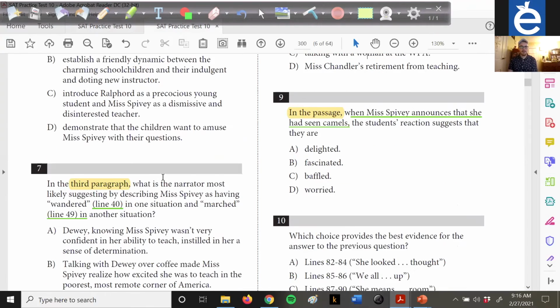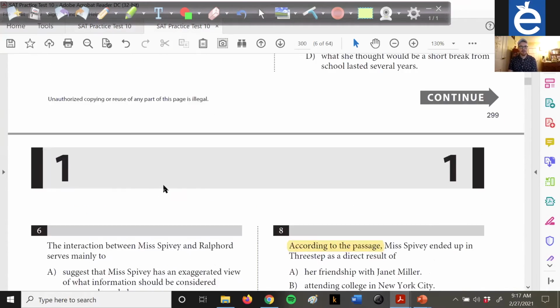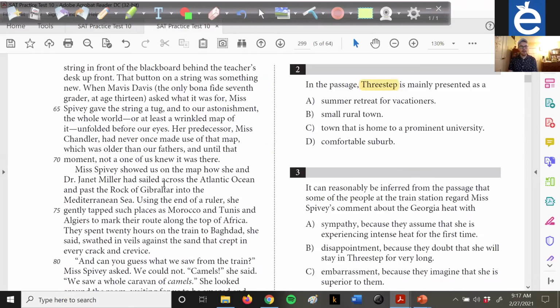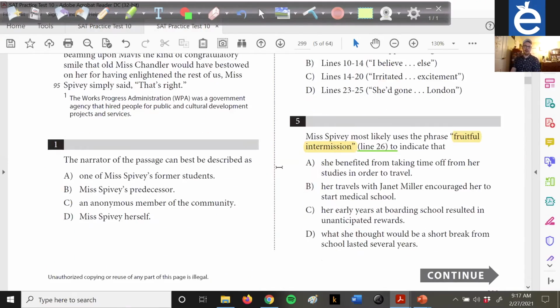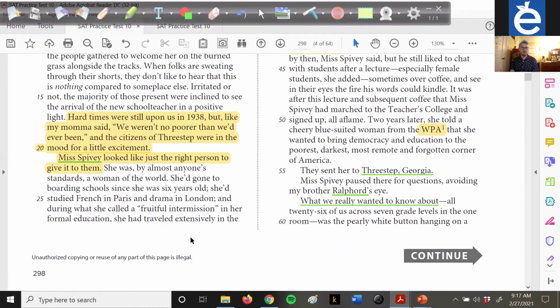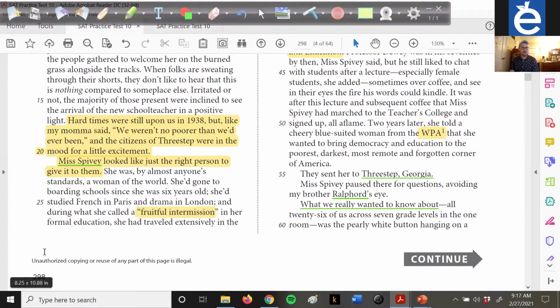But let's start at the beginning. Now, we don't seem to have, again, where we would usually start is the vocab in context. Now, we don't have any outright vocab in context, so let's start with the next best thing. Miss Vivi most likely uses the phrase fruitful intermission in line 26 to indicate what? All right, well, let's look at line 26. There we go. And let's read the whole sentence in context.